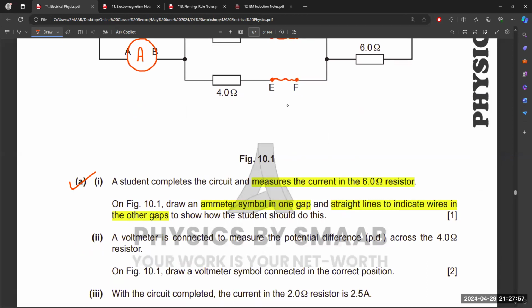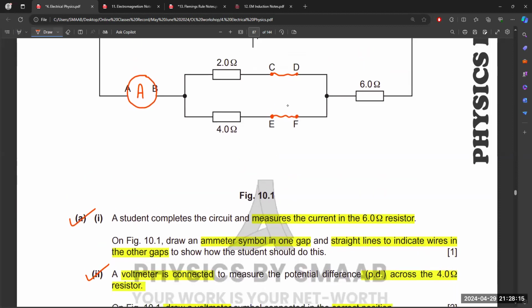A voltmeter is connected to measure the potential difference across the 4 ohm resistor. Now again you need to draw a voltmeter symbol connected in the correct position. So a voltmeter is always connected in parallel combination. So this is the connection of the voltmeter.